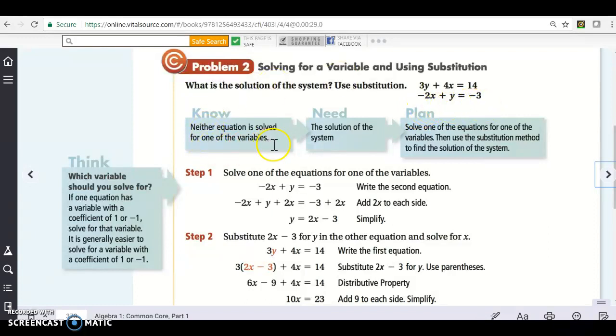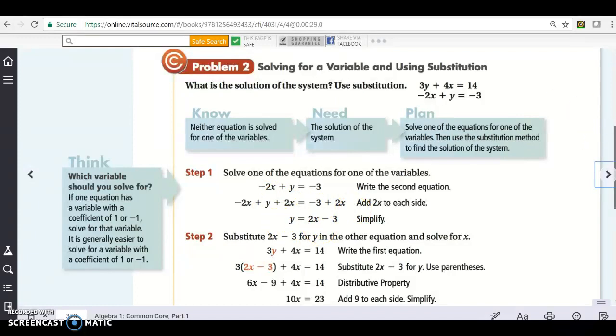It says neither of the equations is solved for one variable. So if we want to use the substitution method, we need to solve for one of our variables. The first thing you have to do is pick a variable that you want to solve for. It looks like they solved for y. They took the second equation and added 2x to both sides, and they got y equals 2x minus 3.